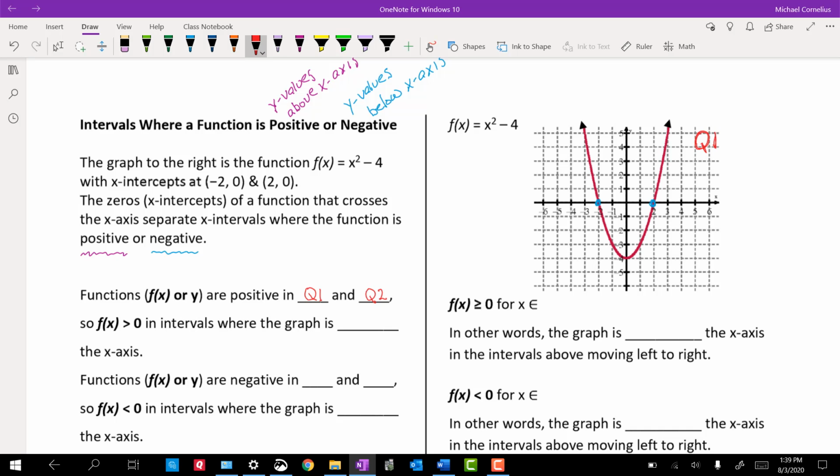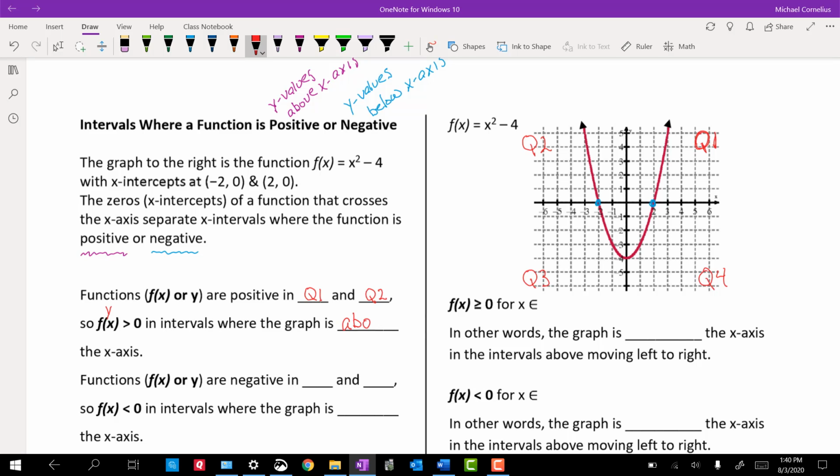Okay, and then it goes backwards, counterclockwise. This is quadrant 2 over here to the left, quadrant 3 down here in the other corner, and then quadrant 4 is over here. So based on quadrants 1 and 2, we say that f of x is greater than 0. Anytime you see f of x, you can also think of it as y. So y is greater than 0 in the intervals where the graph is above the x-axis.